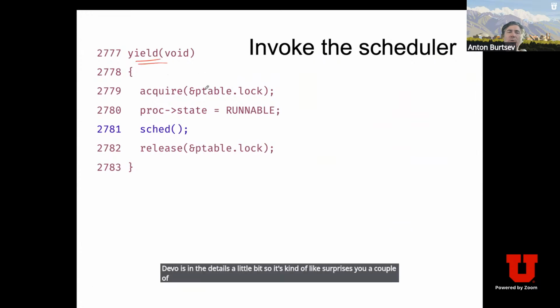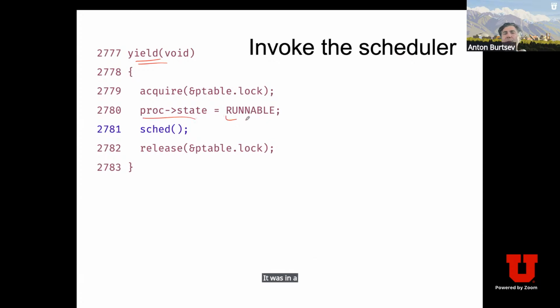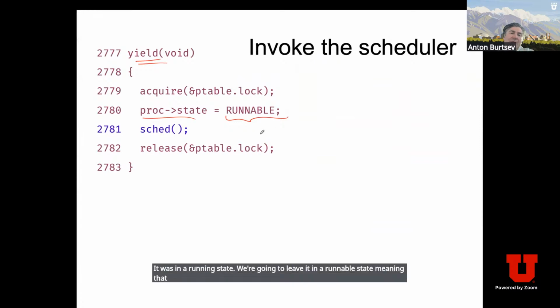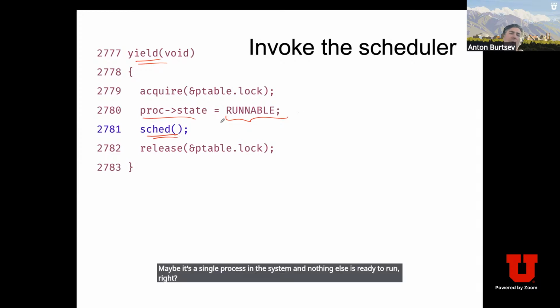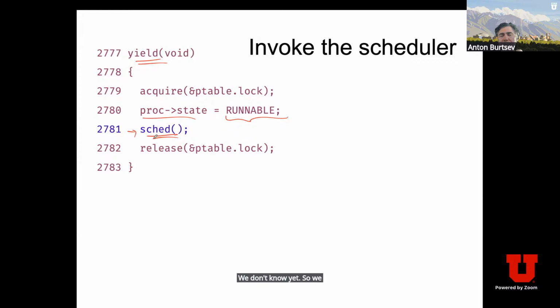So inside this yield function, we're going to acquire a couple of locks. We say this process was in a running state. We're going to leave it in a runnable state, meaning that if there are no other processes in the system in a runnable state, we will context switch back to this process, or will not perform a context switch at all. We will just return to this process because maybe it's a single process in the system and nothing else is ready to run, right? But we don't know yet, so we go inside its get function. So it's invoked from yield.